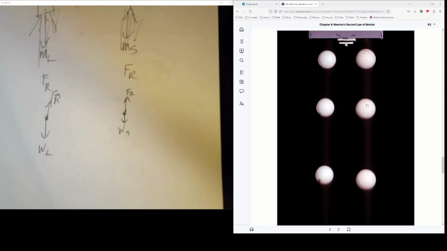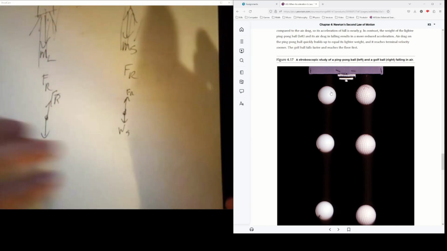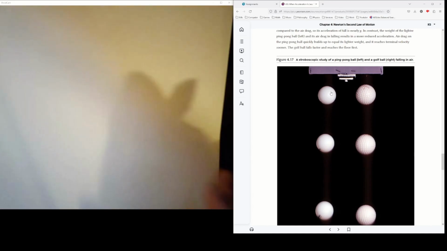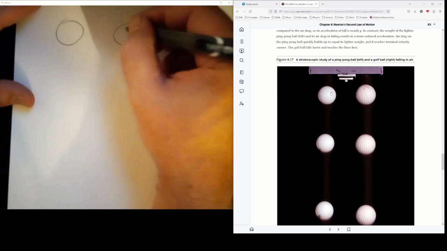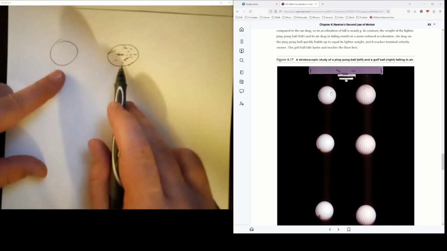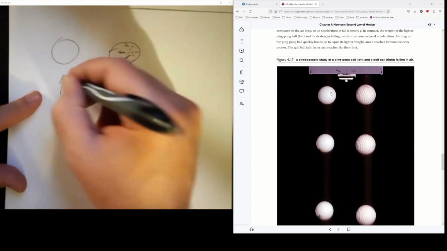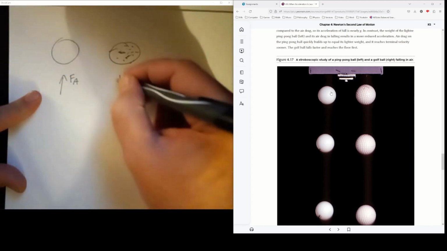And they're showing that with what is that? Ping pong and a golf ball. So, wow, this is actually a really good example, because the ping pong ball and the golf ball are about the same size. And I guess the golf ball's got dimples in it. They're basically the same size, and so they have the same air resistance.